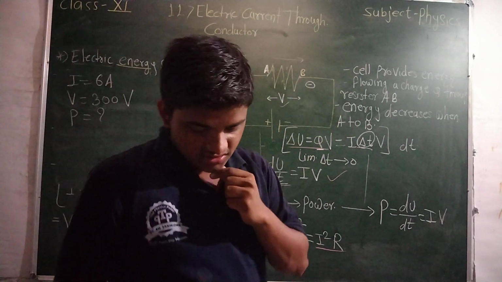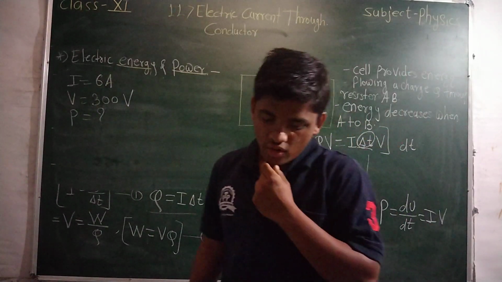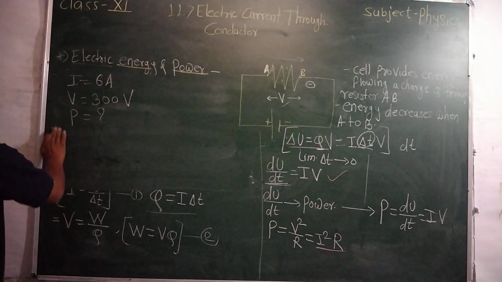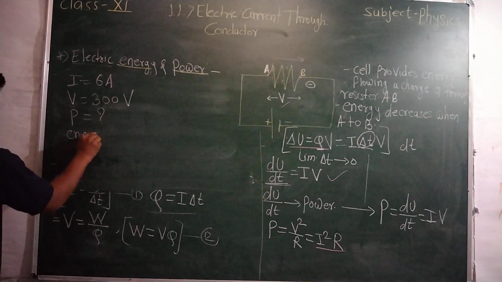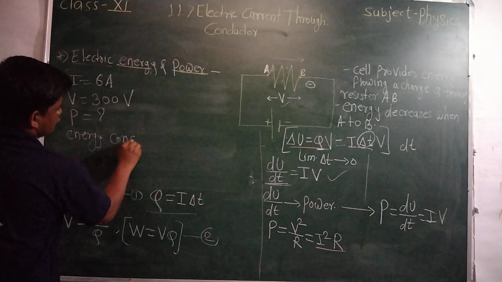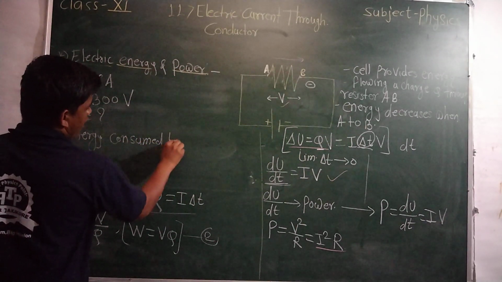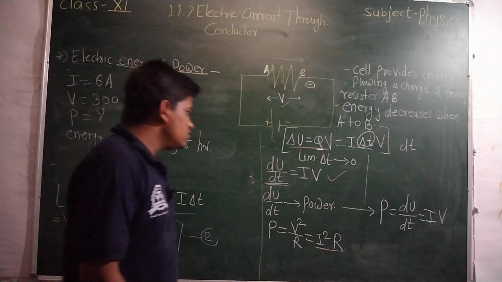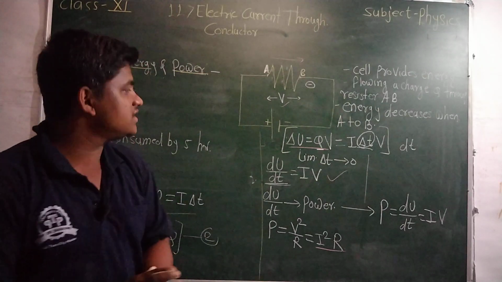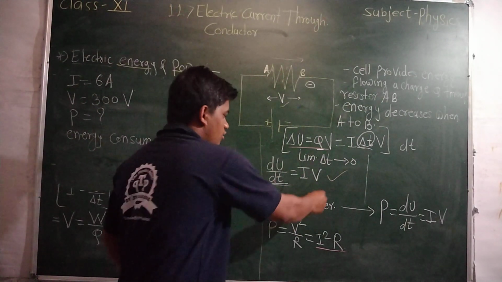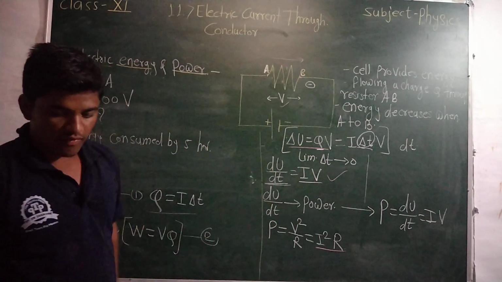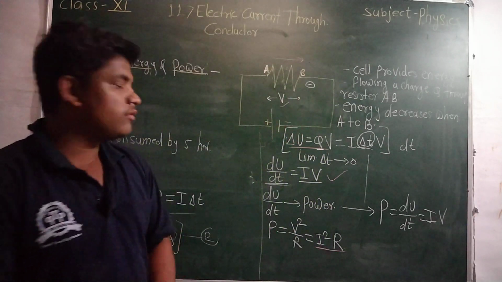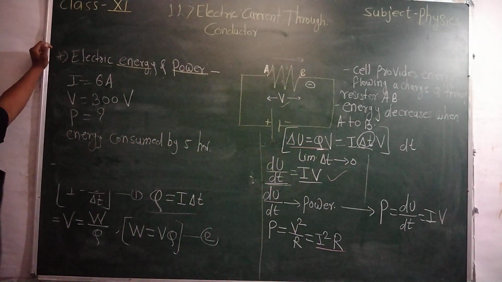Calculate the power of the heater and the energy consumed in 5 hours. The energy consumed is by the law of conservation of energy. We use these equations, and we can solve the given problem.